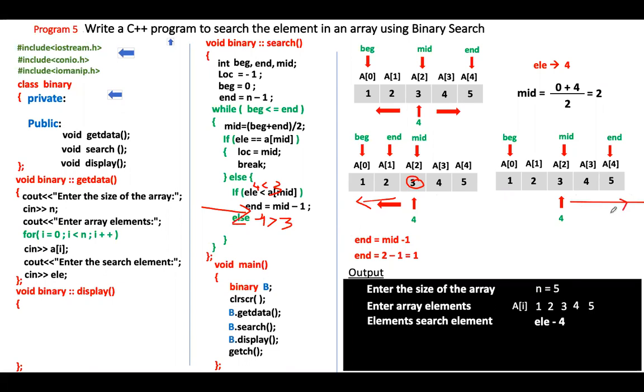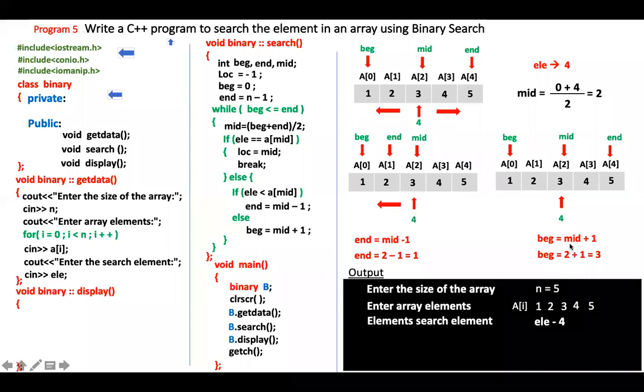So what will we write over here? We will write our piece of code to search my element on the right hand side as beginning is equal to mid plus 1. Now how does it go to the right hand side? Beginning is equal to mid plus 1. The mid position is 2, plus 1. So 2 plus 1 is 3.